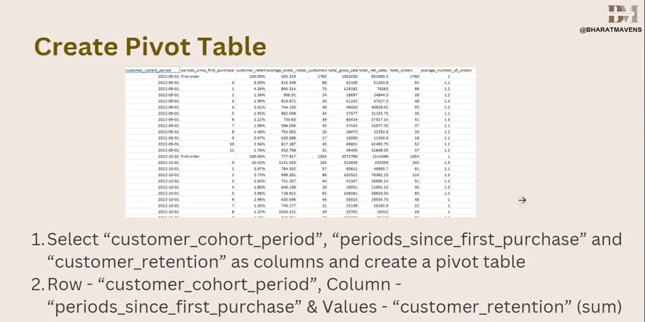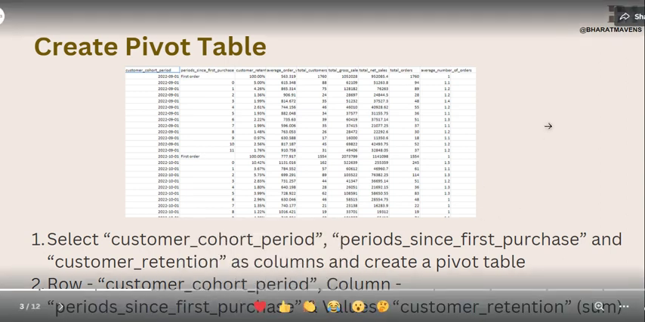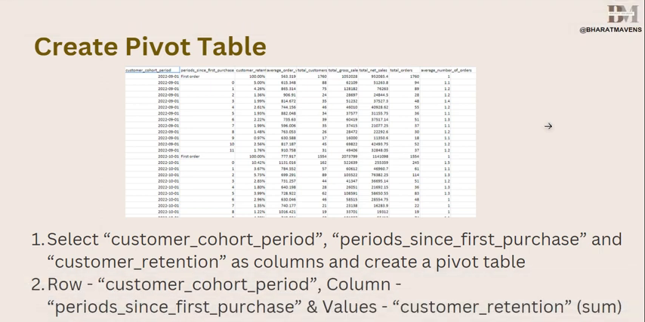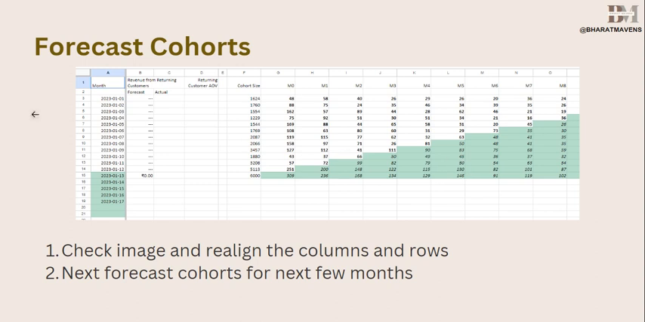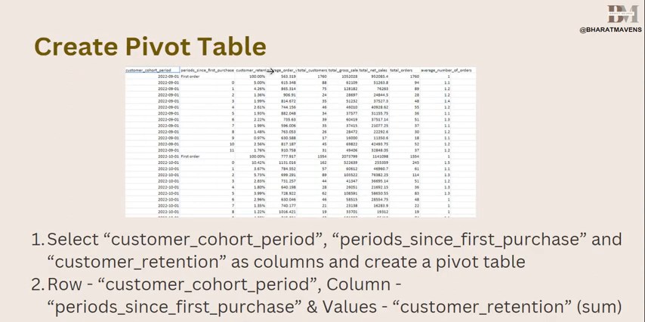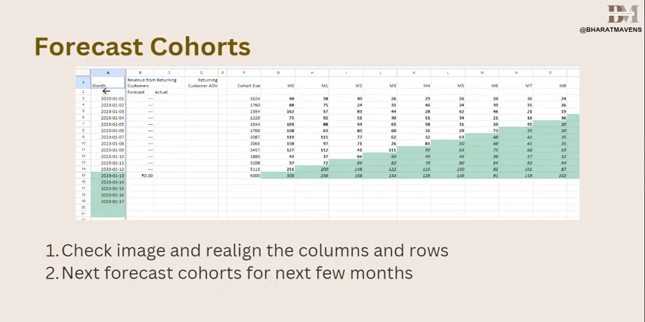After downloading that sheet, take your customer cohort period, period since first purchase, and customer retention as columns, and create a pivot table out of that, where row is customer cohort period, column is period since first purchase, and then the value is customer retention, which is the sum of the value. This will somehow look like this. So this will be the downloaded sheet which will appear. It will look somehow like this, where the columns have been rearranged. So please take a note of that.